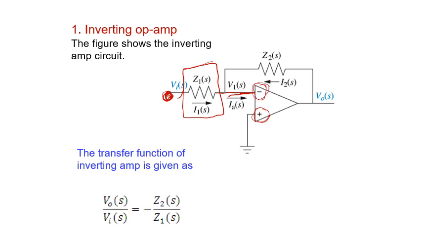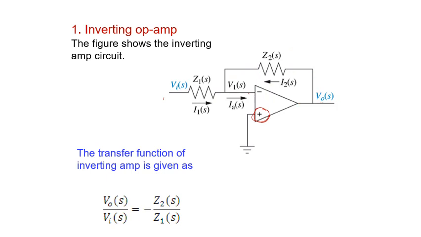And the feedback impedance will go from the output back to the input. We have here Z2. It's very important to know the location of the impedances. That's why I'm describing it, because the impedance location is very important here.